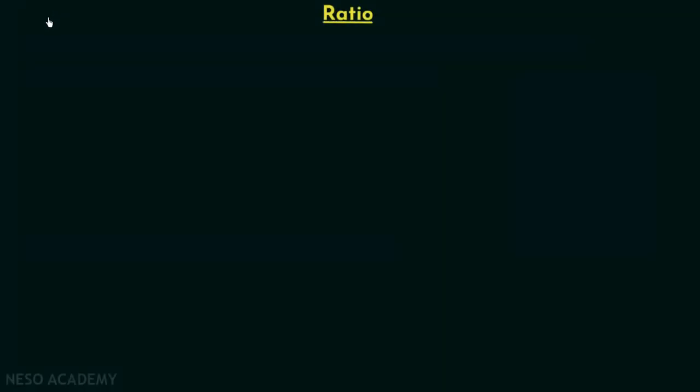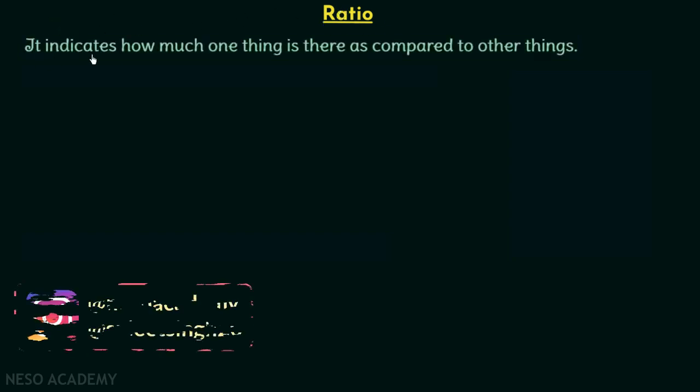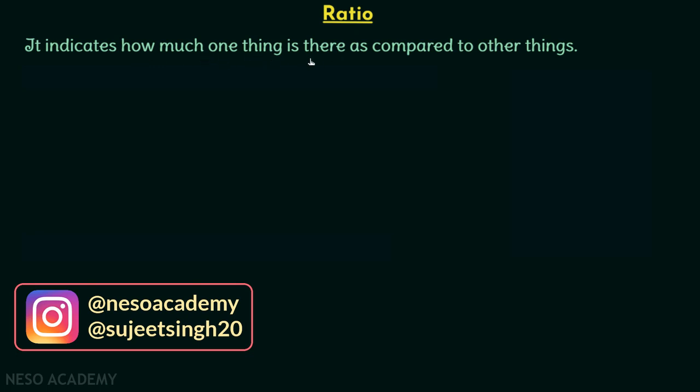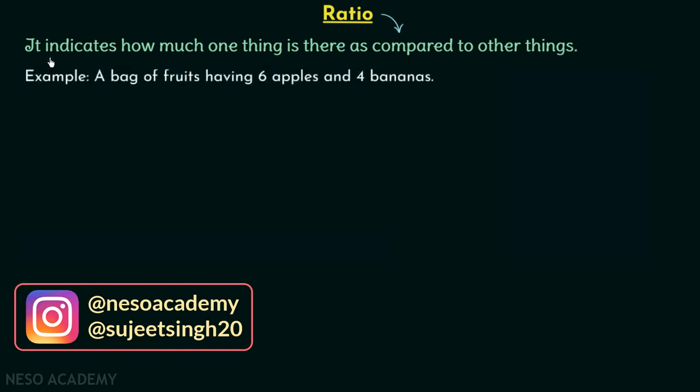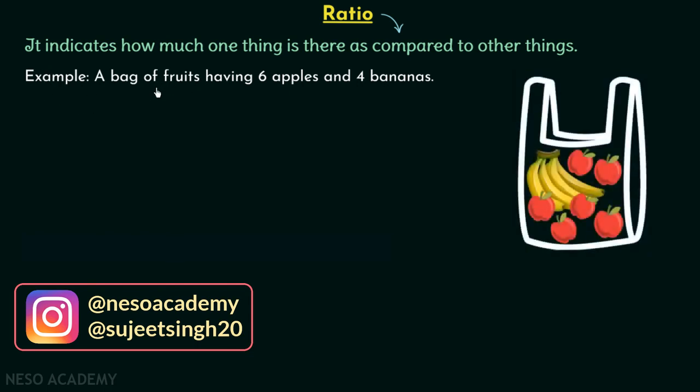In the previous lecture, we had a discussion on reasoning and aptitude, and now we are going to understand what a ratio is. A ratio indicates how much one thing is there as compared to other things. So ratio is a comparison of one thing with other things. The definition is very simple to understand, and now we will move on to the example. The example is a bag of fruits having 6 apples and 4 bananas.